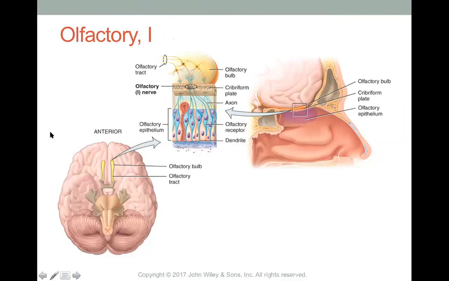All right, so the first cranial nerve 1, is your olfactory nerve. Olfactory is always going to be a sense of smell. So olfactory nerve is entirely sensory here, one of those special senses, and it will conduct the impulses for olfaction.